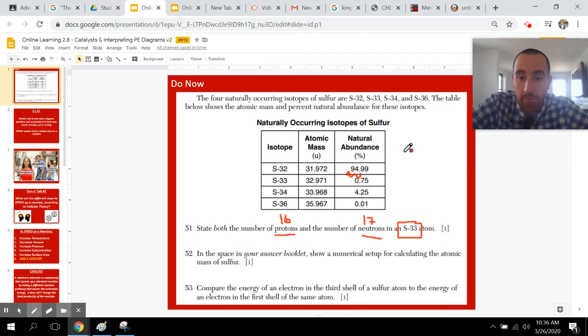So that becomes 0.9499. These ones here, they get tricky. You move the decimal point 2 to the left, and you actually get 0.0075. In this case, you would get 2 decimal points to the left. You would have 0.0425, and this one, move the decimal point 2 to the left, you would have 0.0001. So what you're going to do is multiply each of these masses by the percent abundance as a decimal, and you'd get some value. After you get that value, you would add them all up.